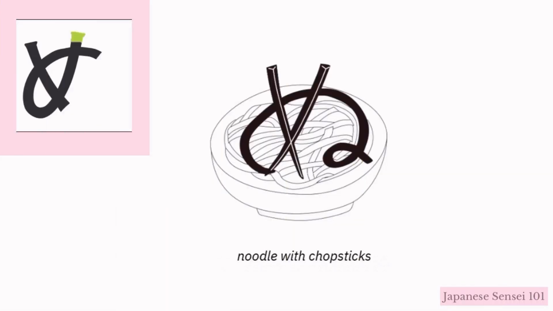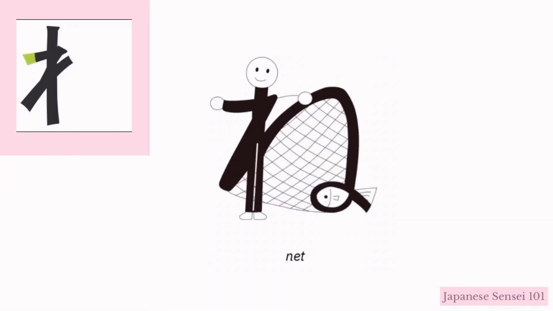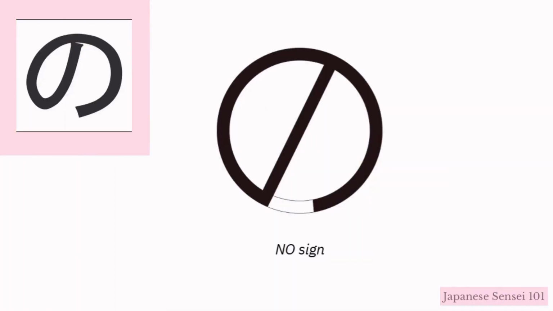ぬ、ぬ、 To remember the hiragana character nu, you can picture it as a bowl of noodles with a single noodle being lifted by a chopstick. ね、ね、 To remember the hiragana character ne, you can visualize it as a man fishing and a fish being trapped in a net. の、の、 To remember the hiragana character no, you can visualize it as a no or prohibition sign.